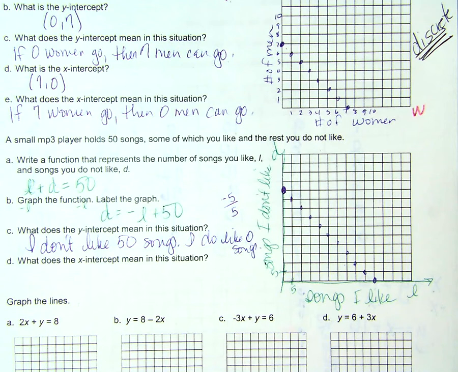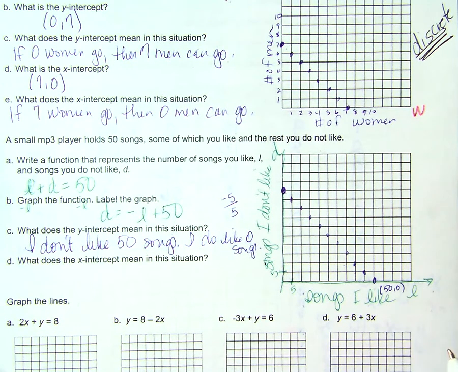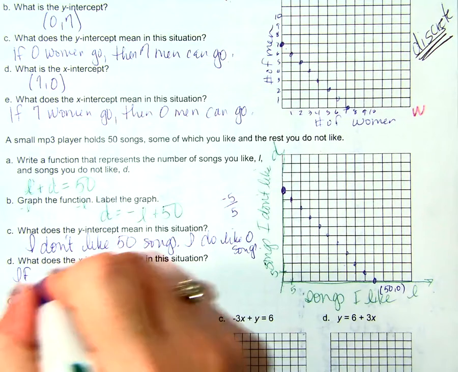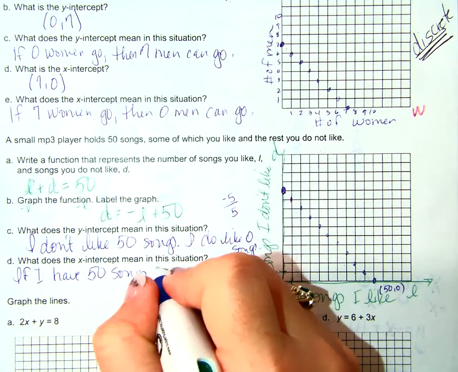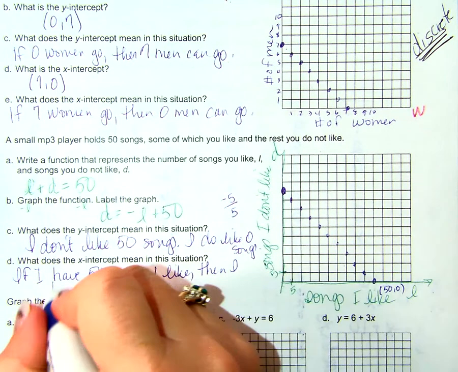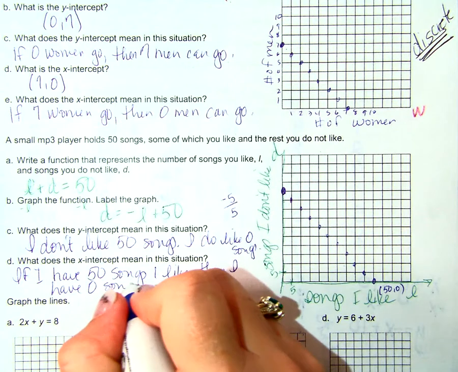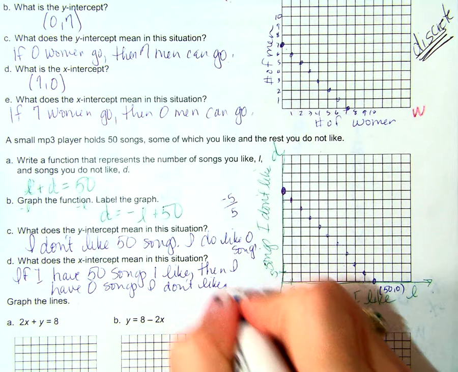What does the x-intercept mean in this situation? So can I rephrase this just slightly? I wrote what I heard last time, but let's rephrase it a little bit. Really this point is 50, 0, right? So if I have 50 songs I like, then I have 0 songs I don't like. Do you see how those are just slightly different?